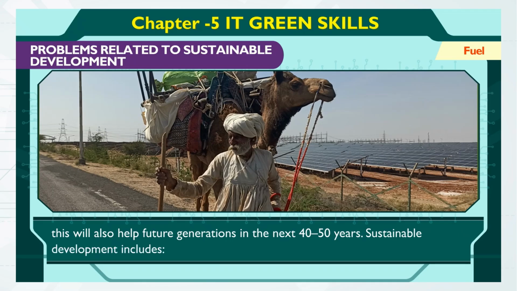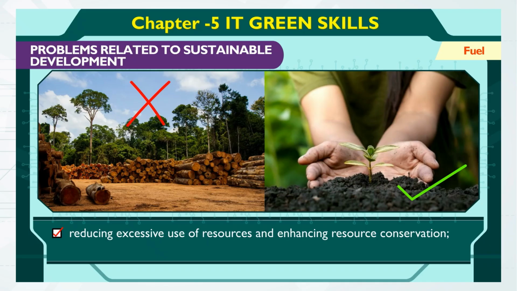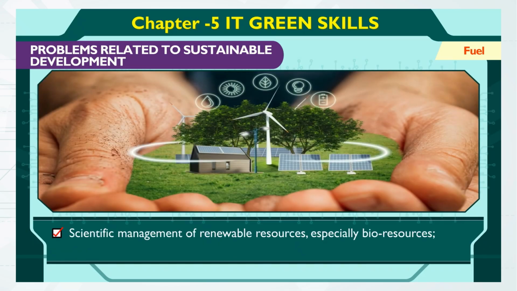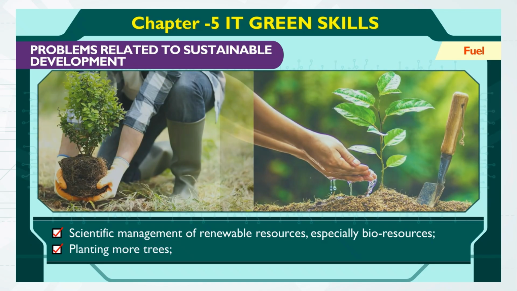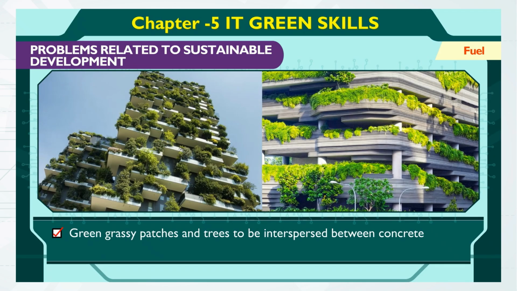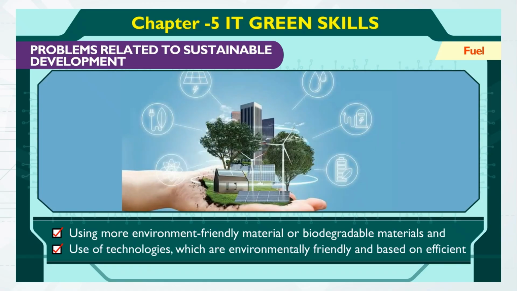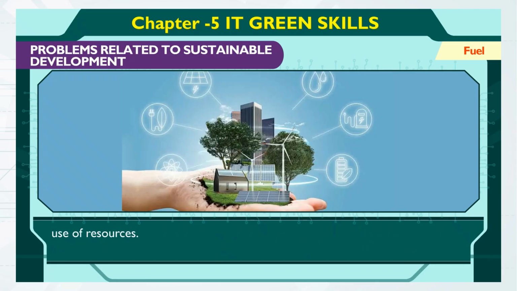Sustainable development includes reducing excessive use of resources and enhancing resource conservation, recycling and reuse of waste materials, scientific management of renewable resources, especially bioresources, planting more trees, green grassy patches and trees to be interspersed between concrete buildings, using more environment-friendly material or biodegradable materials, and use of technologies which are environmentally friendly and based on efficient use of resources.